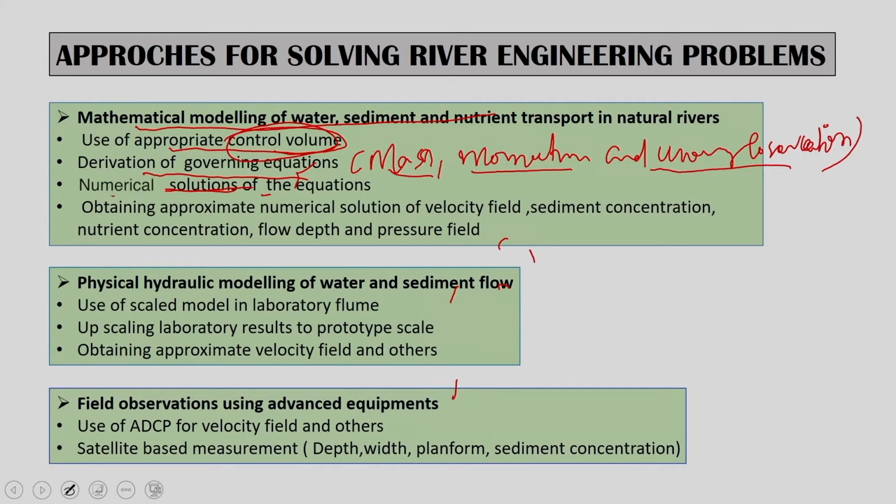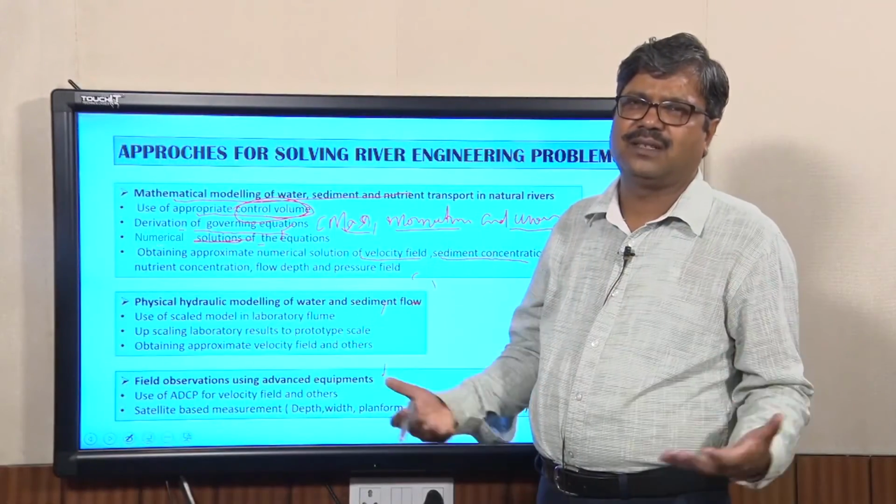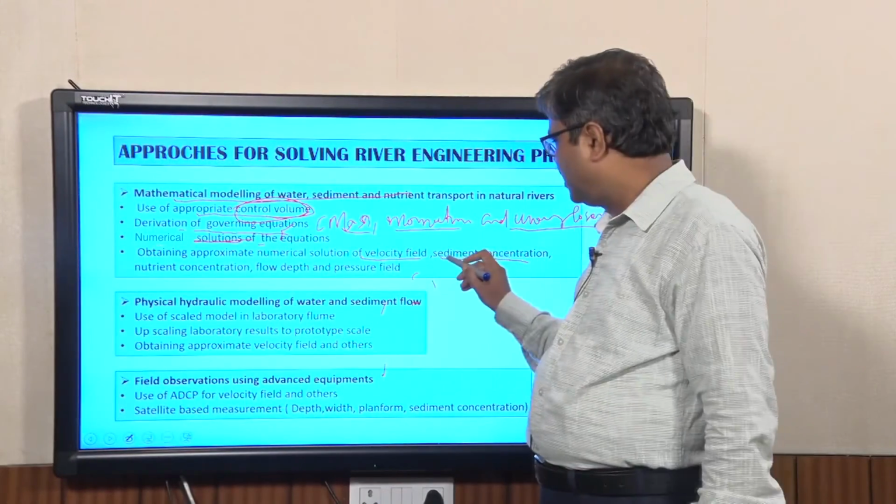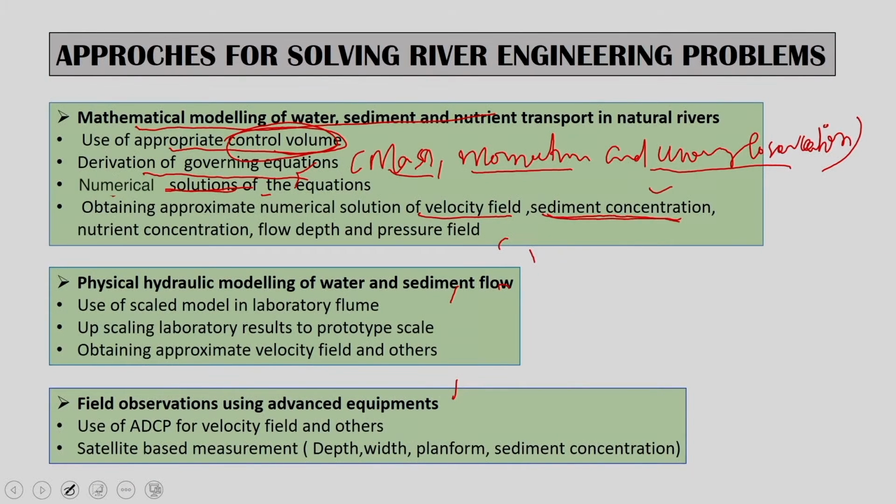What we are looking at as numerical solutions is that, for a control volume in a steady reach, we try to find how the velocity varies. That means we talk about the velocity field. We can find the acceleration field, because we know the velocity field. Similarly, I want to know how the sediment concentration varies, as suspended load, as bed load, as wash load. That is what I try to get as solutions.